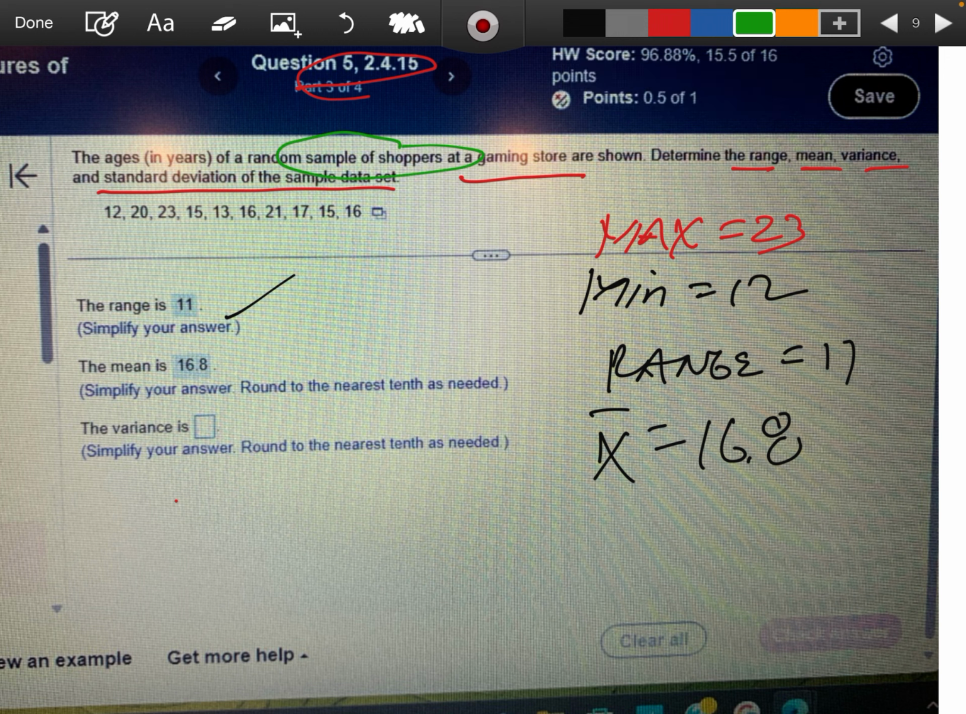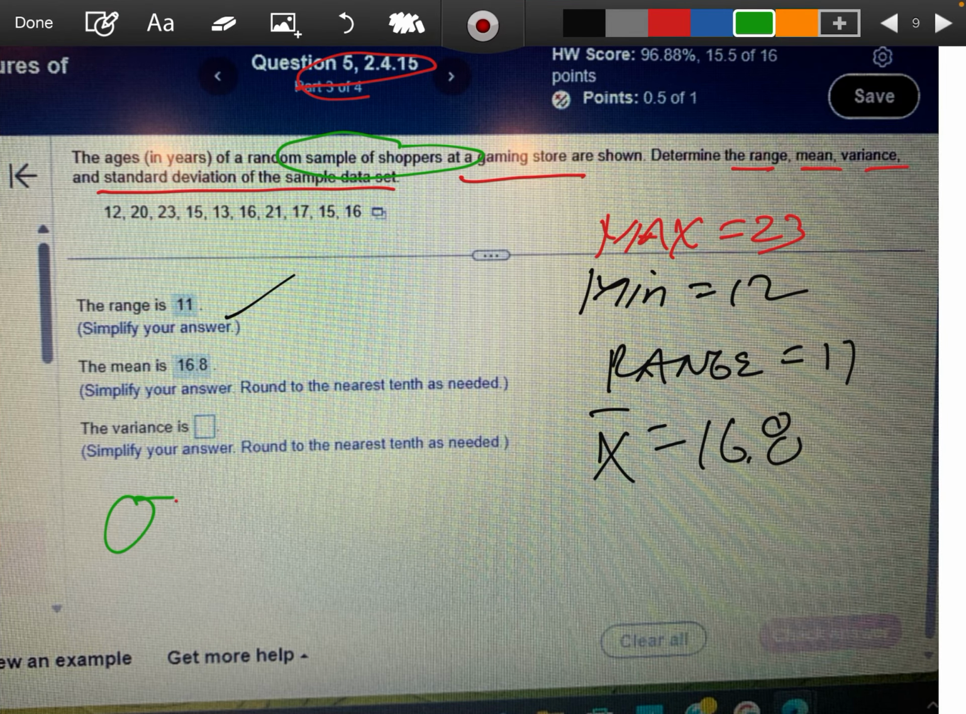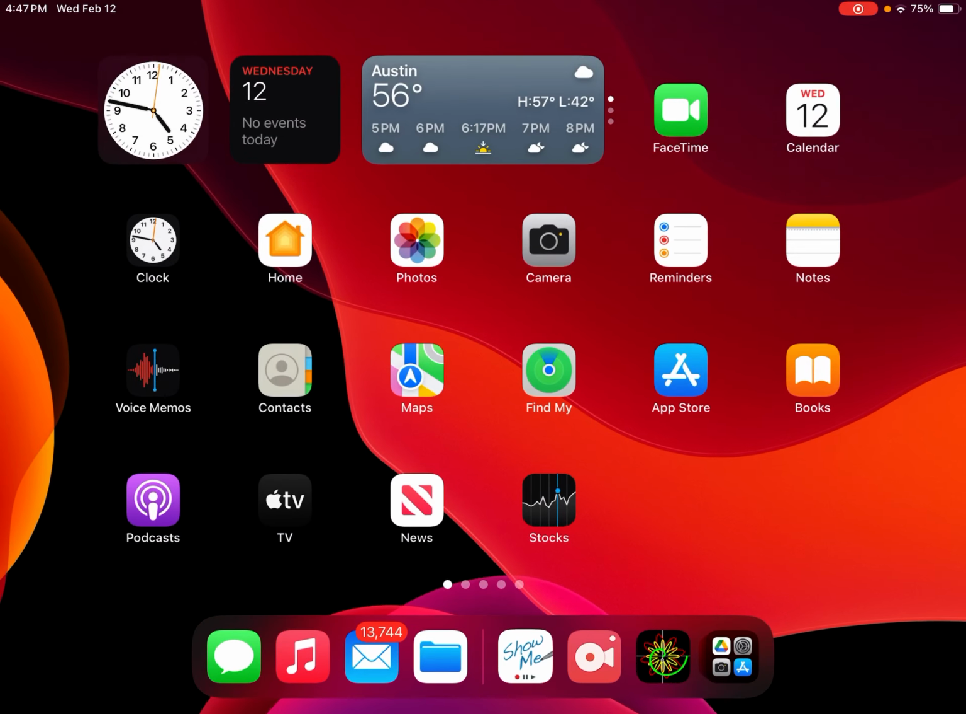Okay, so now, y'all, since we are talking about random sample shoppers, we're going to find our variance. So remember, y'all, sorry, let me come back. Remember, my variance is my sample deviation squared, S squared. So this stands for my variance. And this stands for my sample standard deviation, okay? Now, the reason I'm using that one, y'all, is because we are talking about a sample here, okay?